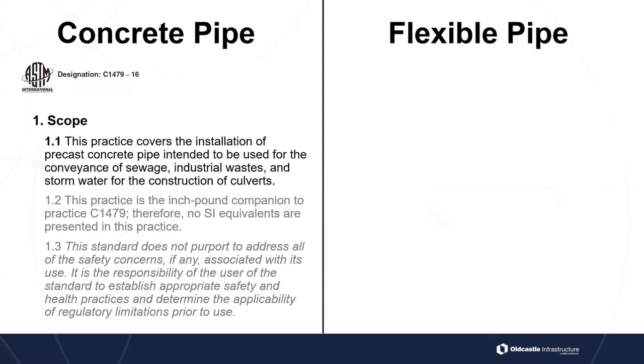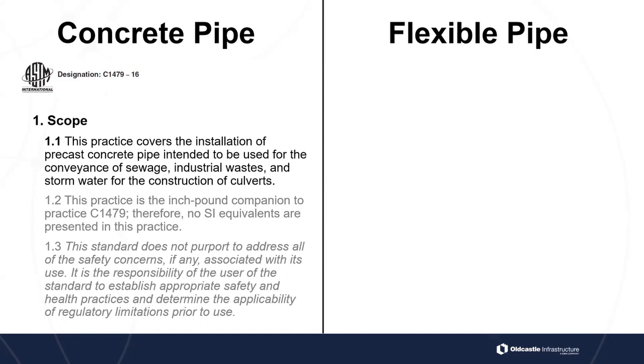So we probably ought to look at these two specs and see what they say. On the left-hand side of the screen, we're going to be looking at concrete pipe and ASTM C1479. And on the right-hand side, we're going to compare the different sections of this installation spec between concrete pipe and flexible pipe. So we'll be going through this relatively quickly. But if you have any questions, I'll put my contact information up at the end of this webinar, and you're more than welcome to reach out to me if you want any more information on any specifics here.